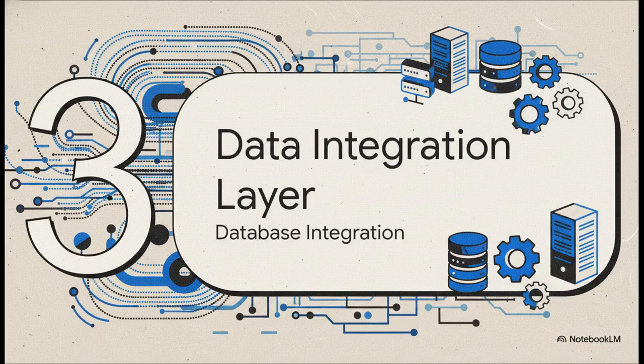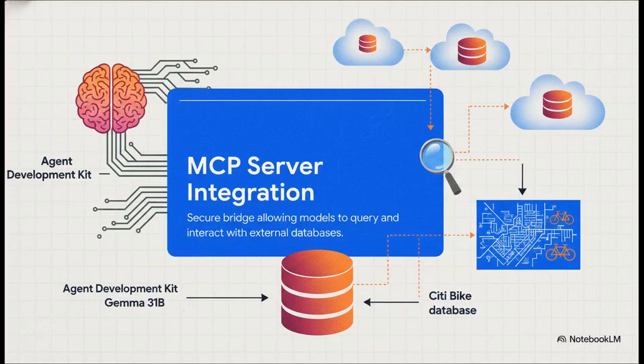Which brings us to Section 3, the data integration layer. Database integration using MCP servers. Let's be real, an agent is completely useless without data, and that brings us to MCP server integration. In the source material, they demonstrated this by pointing an agent development kit running Gemma 31B toward a BigQuery MCP server. Configuring this basically means having the MCP server expose the database schema and the query execution endpoints as standardized JSON RPC tools.